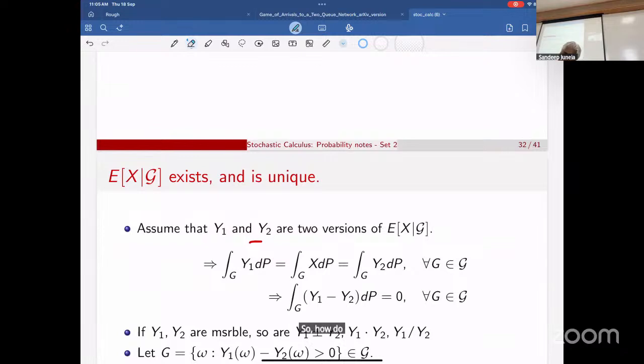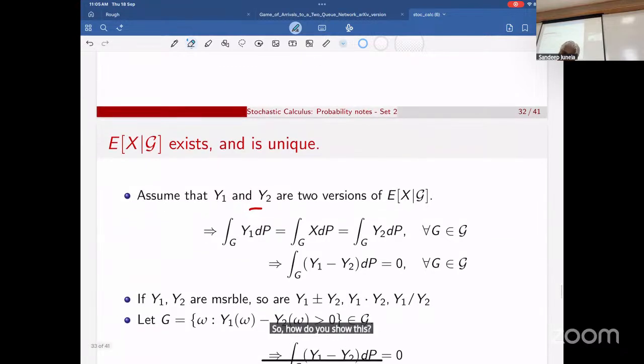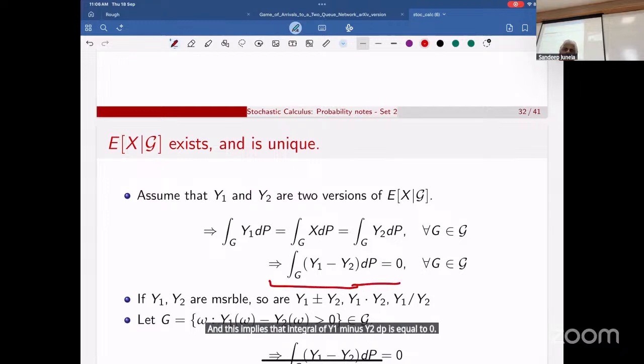So how do we show this? What do we have? We have that Y1 integrates like X on sets in calligraphic G, and so does Y2. That's given to us because Y1 and Y2 are both candidates. This implies that the integral of Y1 minus Y2 dP is equal to 0 for all G in my sigma algebra, calligraphic G. Everybody with us so far? I want to now argue that this means that Y1 and Y2 must be equal.